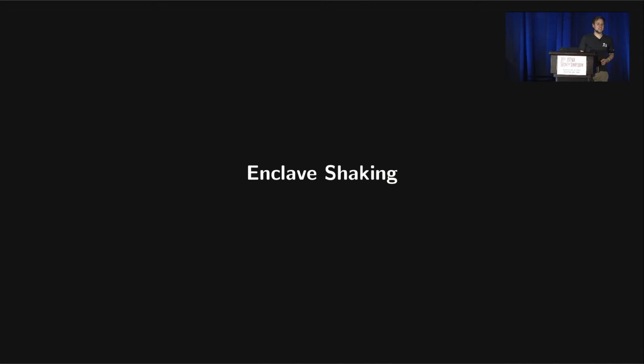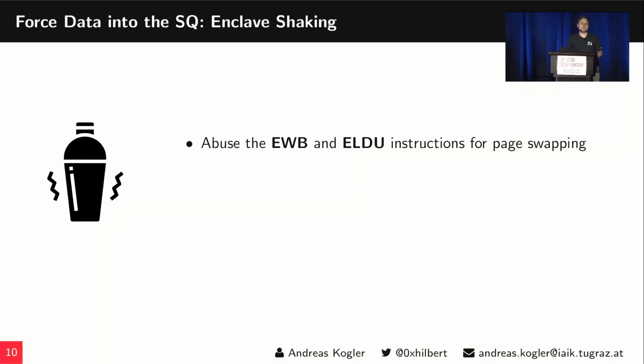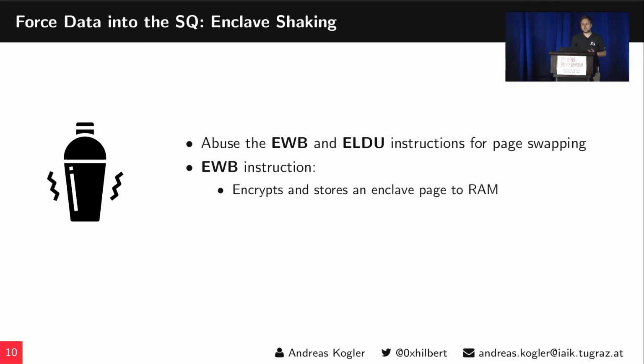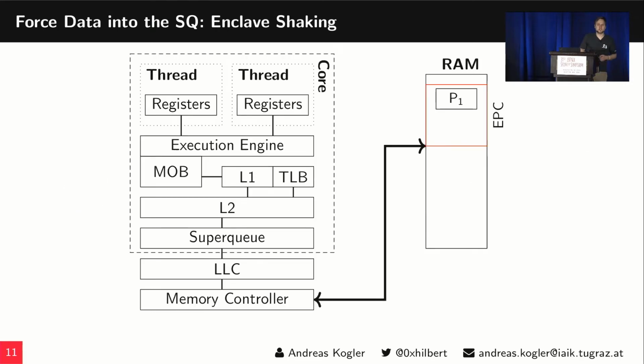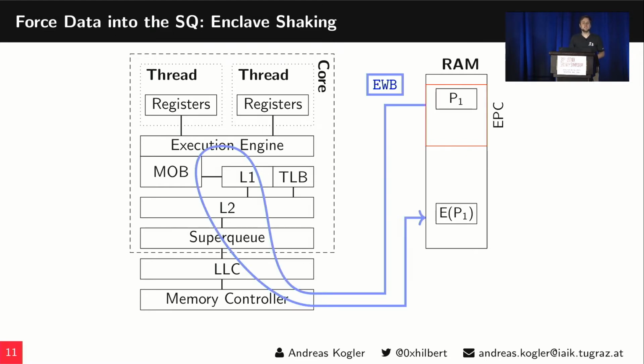That brings us to enclave shaking. The idea of enclave shaking is to abuse the power of the operating system that it can still control the pages of an enclave. There are actually two instructions, the EWB and the ELDU instruction, and I'll just skip to the animation, this makes it more clear. So we have the EPC cache in here. We have one page loaded in the enclave. We can now trigger the EWB instruction to get the page to the core, re-encrypt it, and write it back into the main memory.